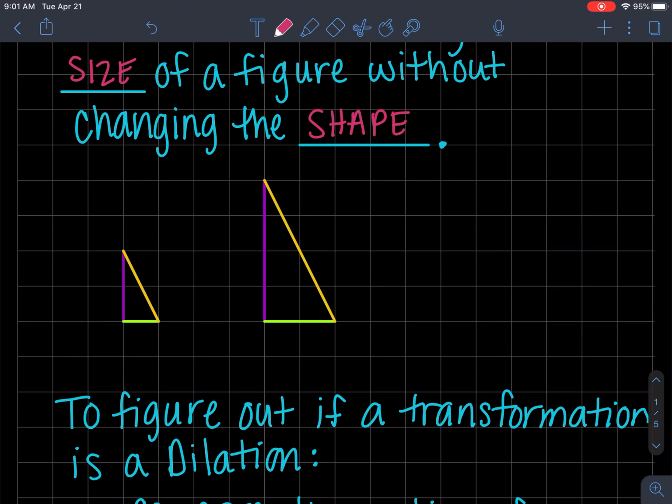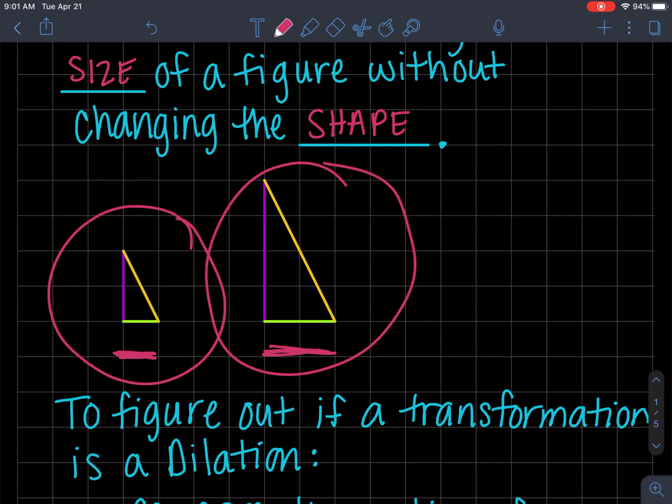Okay, so we're going to start with this. And the way I'm going to be looking at it is that the shape on the left will be the pre-image and the shape on the right will be the image. All right, so this is where we started and we did something and ended up over here. That's the idea.